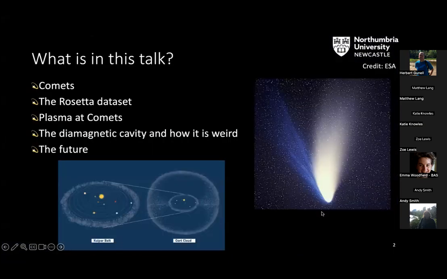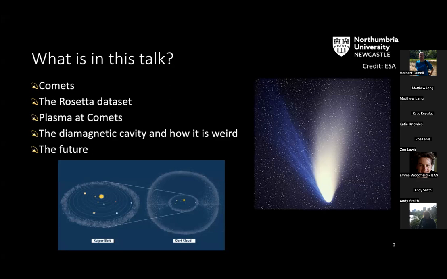What will I talk about? So I'll first introduce comets. I will then talk a little bit about the Rosetta dataset, which is where most of our knowledge in the last couple of years came from. I will then introduce what the plasma of comets actually is, where it comes from, what it does. And because it's a really big field, I will not go into all the details of everything. I will focus on one specific thing, the diamagnetic cavity, and why it is weird. And then at the end, I'll just give a very small outlook on what we can expect from the future.